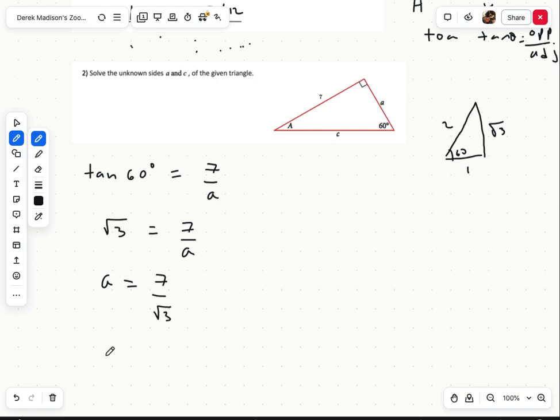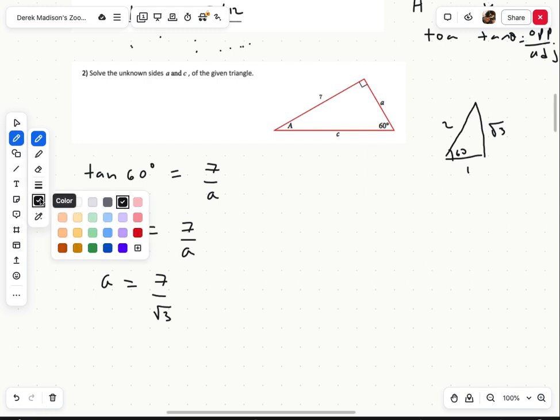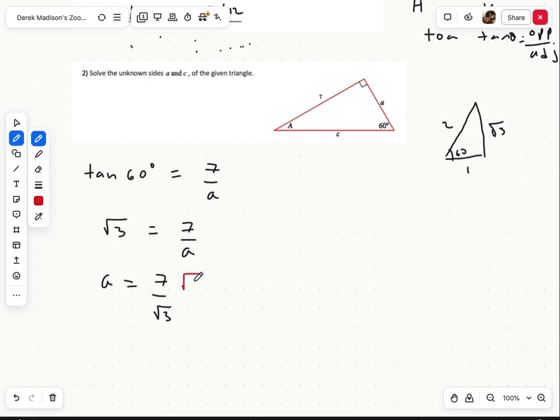So multiply a by both sides, divide square root 3 by both sides. We have this. And then I'm going to go ahead and rationalize that denominator, just because sometimes the computer gets picky about that. And that gets me a is 7 root 3 over 3, because root 3 times root 3 is 3. So that got me this side, but now I still need to solve for the other side, which would be c. So I could use, I now know I have the adjacent and the opposite.